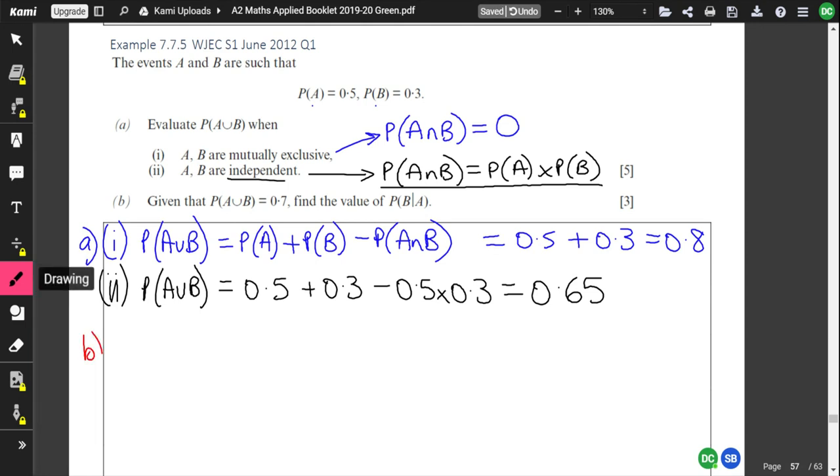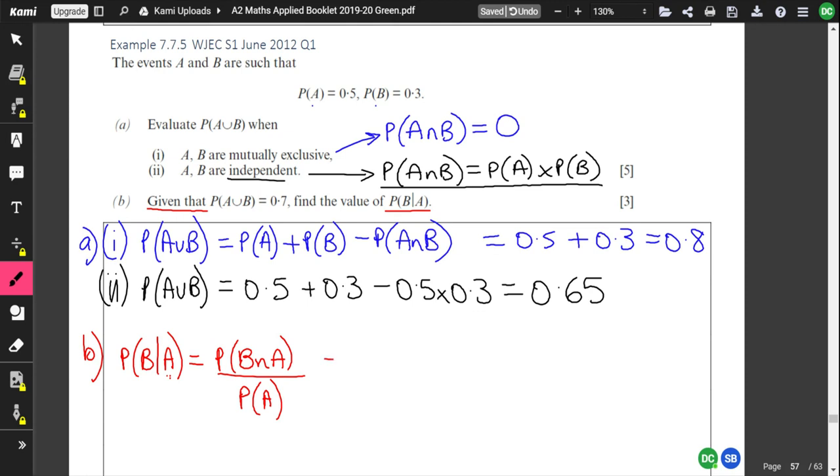In part B, starts with the words given that, so it might be a conditional probability question. Given that the union is 0.7, find the value of probability of B given A. Well, probability of B given A is the probability that both B and A happen over the probability of what was given, and in this question it was A that was given to us.